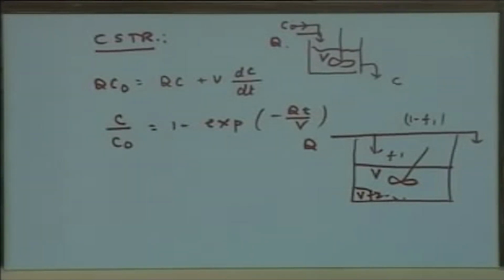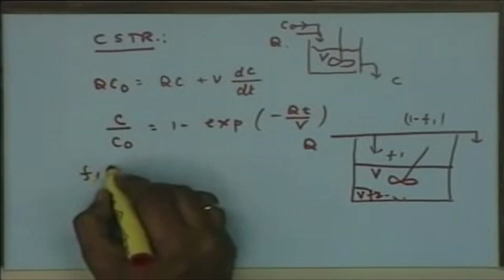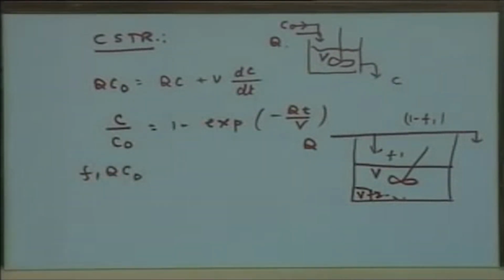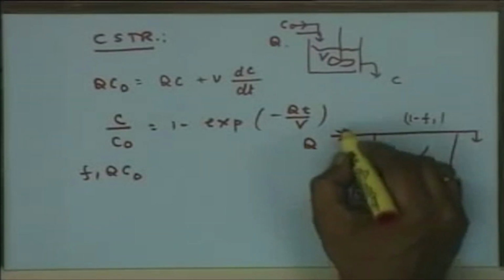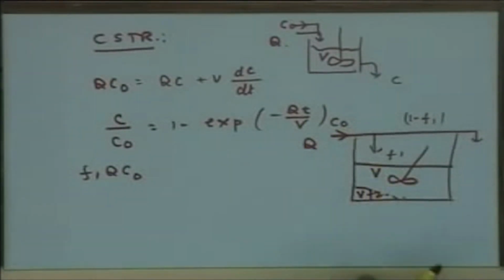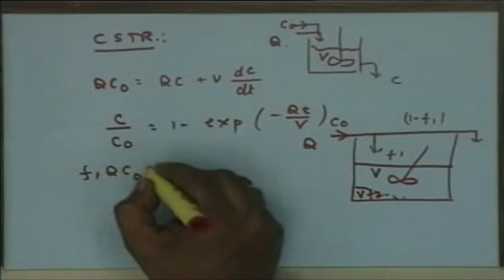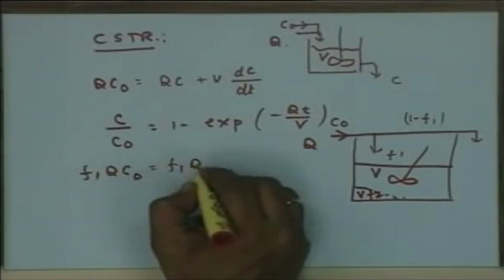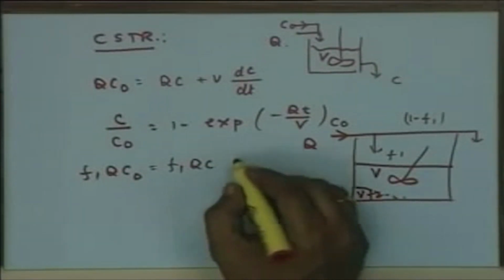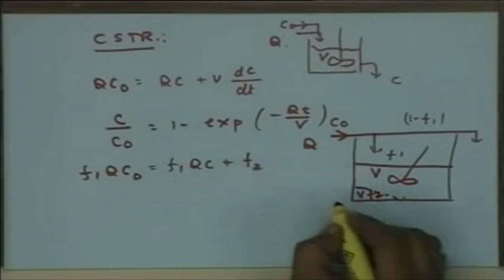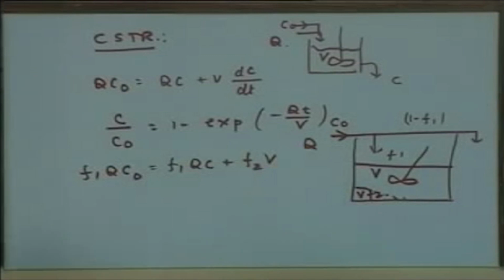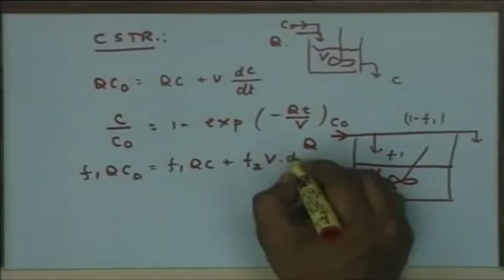Now, if you write a mass balance for such a system, then you will get F1 Q into C naught, and of course, as I mentioned, we are putting C naught as a step input of tracer. Now, F1 Q C naught will be equal to F1 Q into C, which will come out, plus the fraction F2 into V, which is the dead zone, into dC over dt.